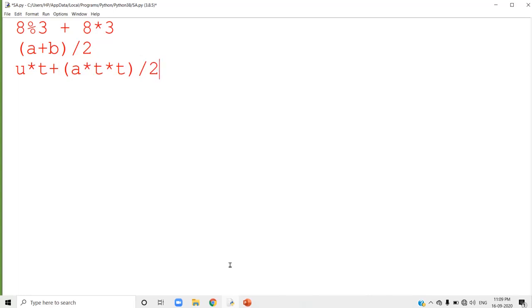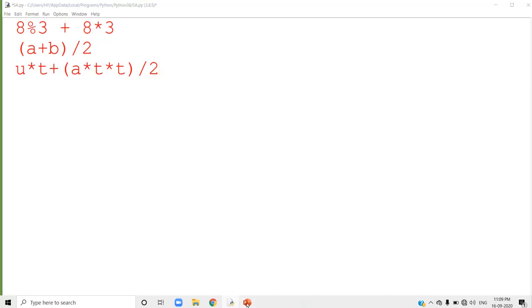This is the way you have to develop a Python expression. Ut plus half a t squared. That half means the 2 is under a t squared. So a t squared is a single term that will be on the numerator, and that single term is represented by using the bracket, the whole divided by 2. That is ut plus half a t squared.